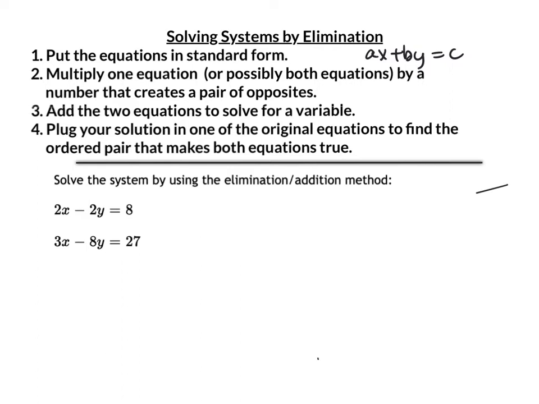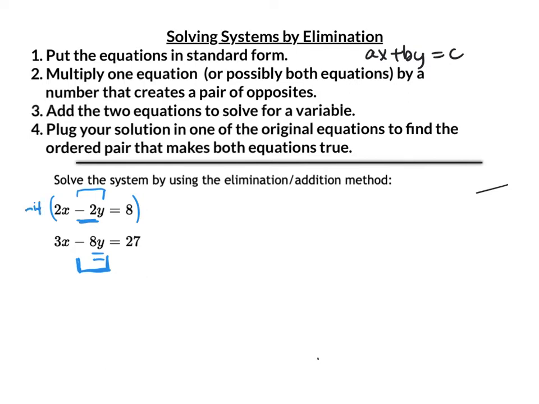Take a look at the y's. See how the bottom y is negative 8? The top y is negative 2. What I want is to make a pair of opposites. If this one is negative 8, I want to make the top one positive 8. What do I multiply negative 2 by to make the opposite of negative 8? In other words, I want to make negative 2 positive 8. Negative 2 times negative 4 is positive 8. So I'm going to multiply by negative 4.